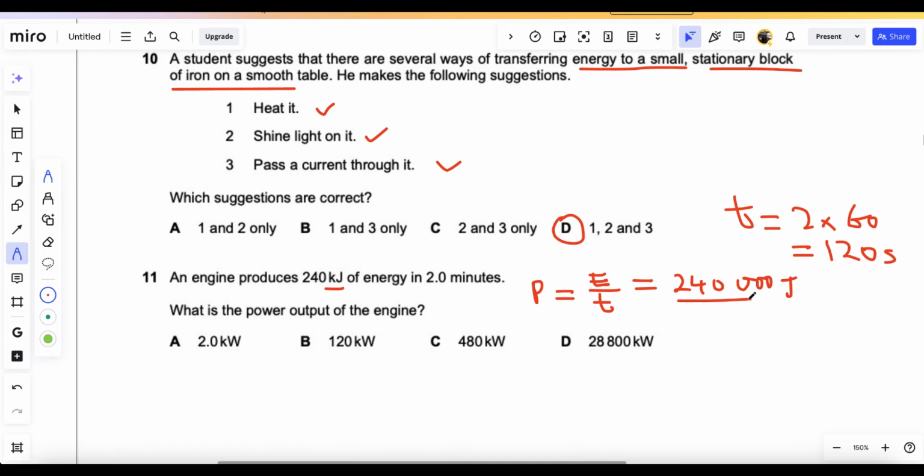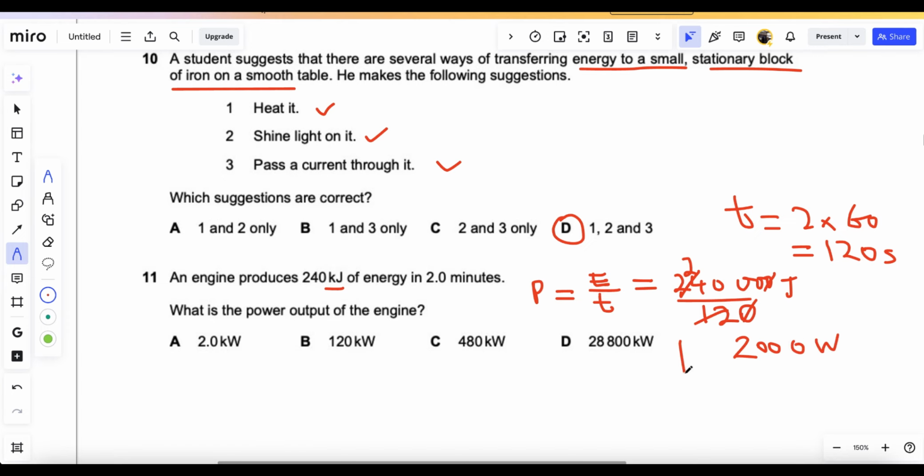Divide by 120. If you divide by 120, what do you get? First, you can just say this 0 cancels this 0. 12 goes here 1, 12 goes here 2. So now we have 2000. So we get 2000 watts, which you can convert to kilowatt if there is no watt. 2000 watts. That's the work done.